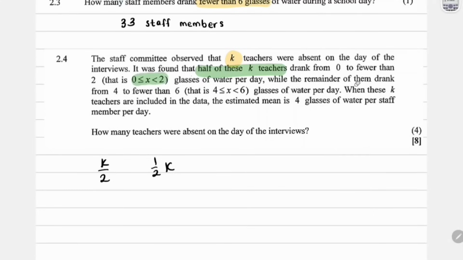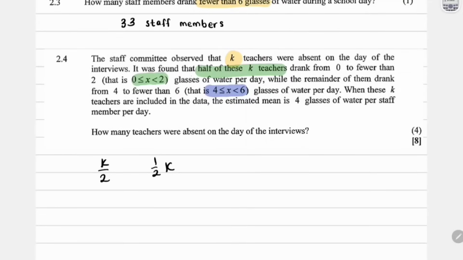And then they said, while the remainder of them, so the remaining part of half K would be a half K again, because if you add a half K and a half K, they give you the total K. So the other teachers drank within this class. That's really what they're saying.